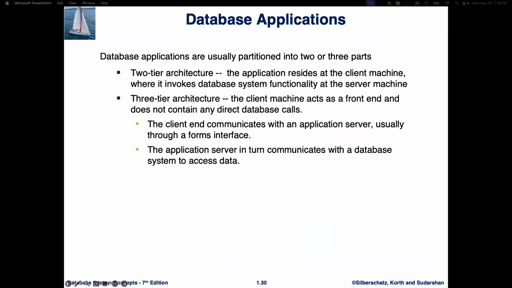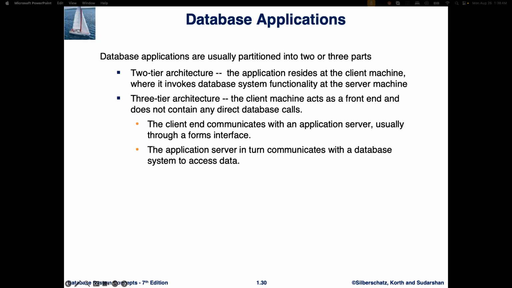Database applications are typically organized into different layers or tiers to separate concerns and improve scalability and manageability. Let's look at the two most common types of architecture, two-tier and three-tier. The two-tier architecture. In two-tier architecture, the application is split between the client and the server. So how does it work?